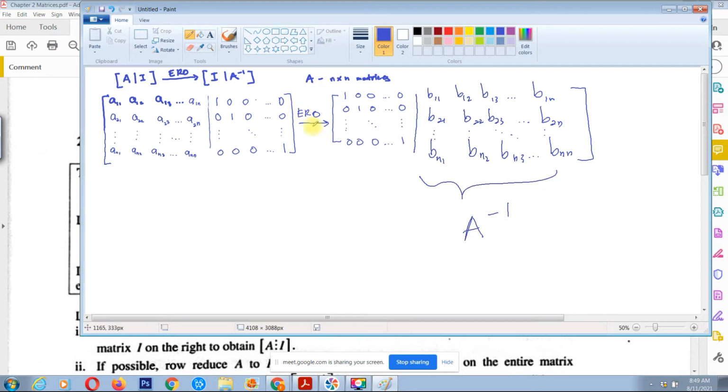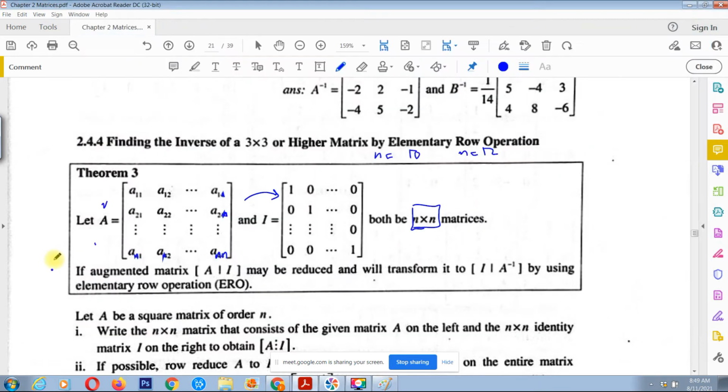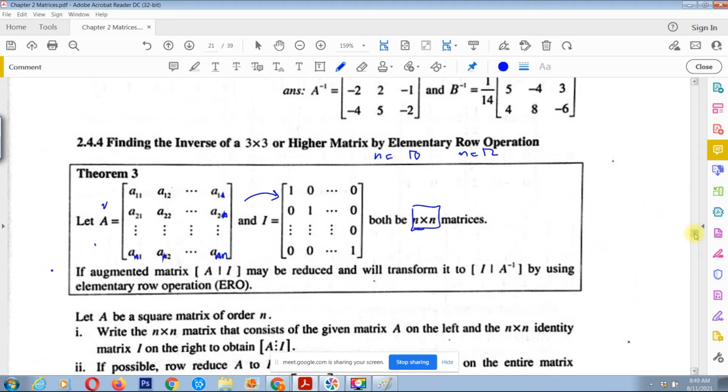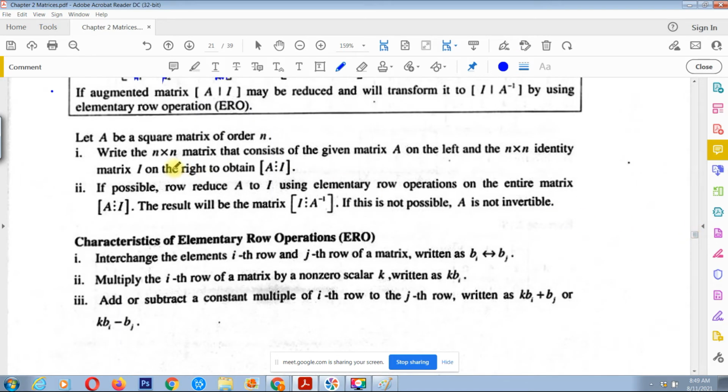Okay, after using the ERO. So how is the process for the ERO? We need to satisfy these 3 conditions. First, it should be a square matrix. Square matrix means the same number of rows and columns. If we have an m by n matrix with different numbers, then it is not a square matrix.